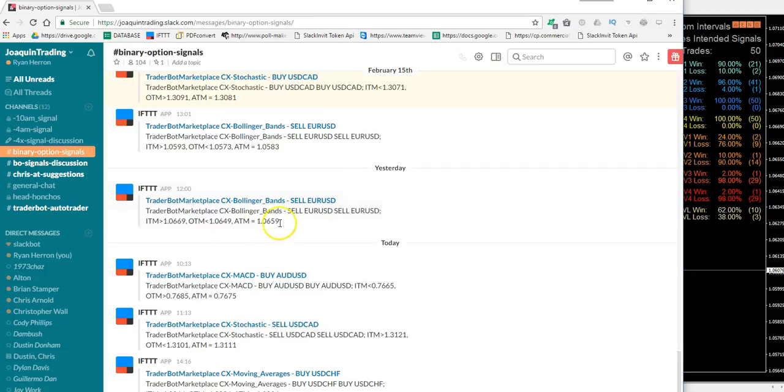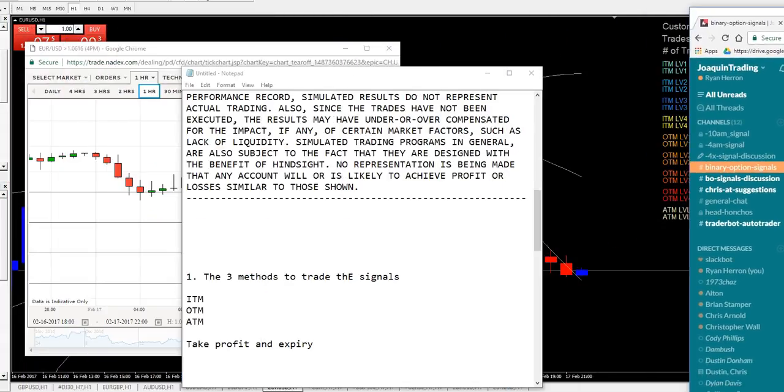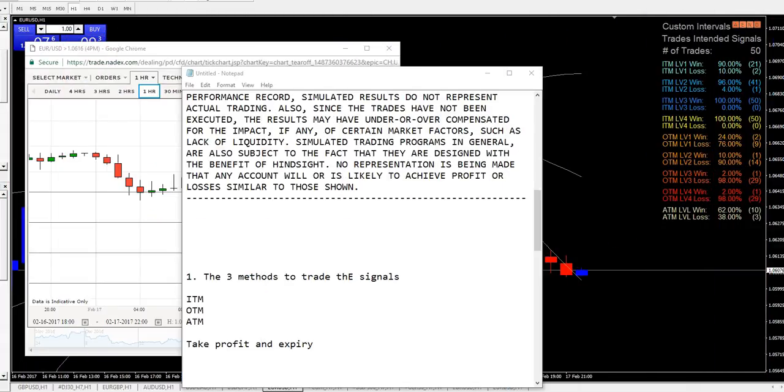Sometimes I do trade at the money if the probability is high and after a series of losses. So we will talk about that as well. So that's what the signals look like. Let me pull this over here.